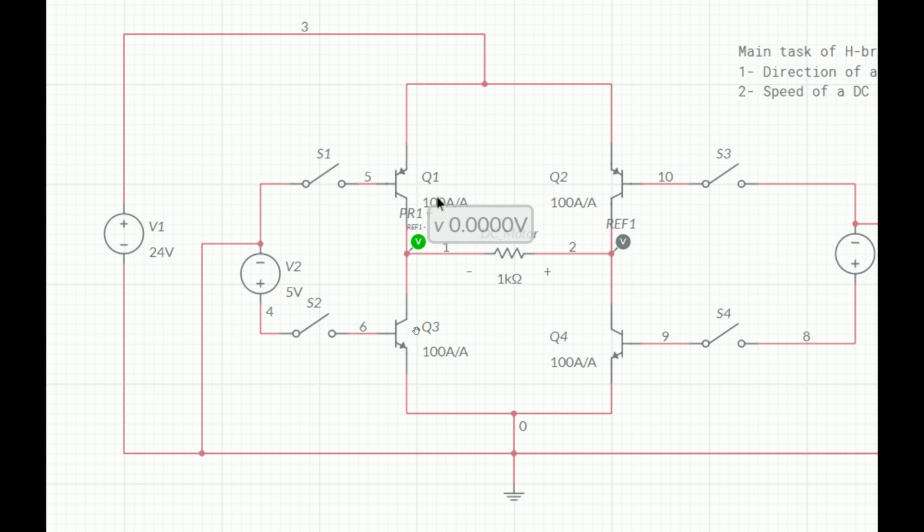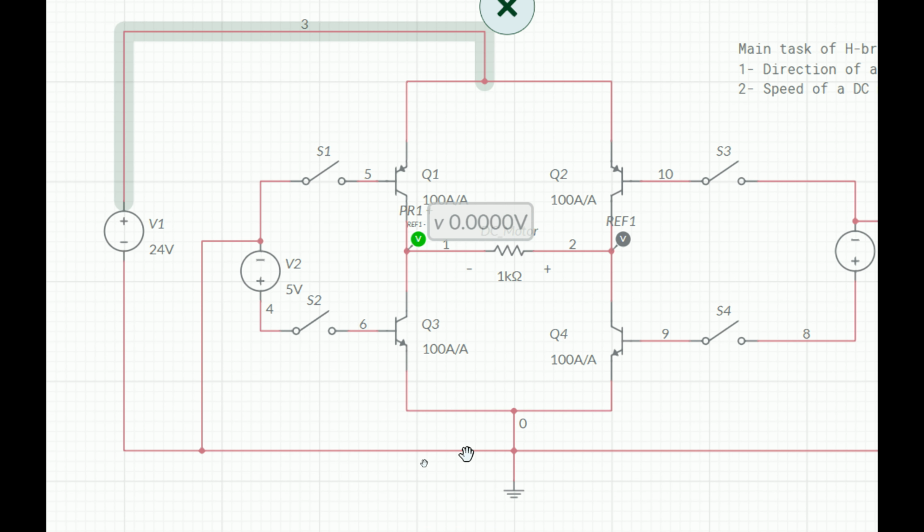You can see over here, we have our H bridge. You can see this is our power source. This is coming here, and this is the ground of the main power source going to here. And this is our first transistor, that is PNP, second PNP, this is NPN, and this is NPN.